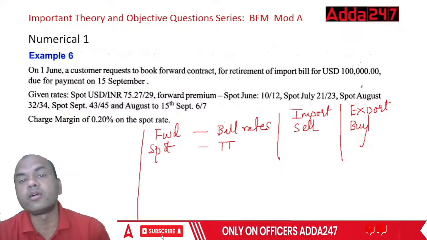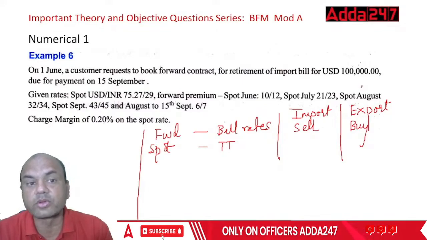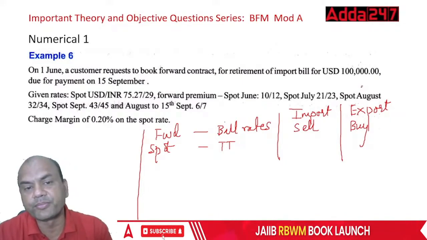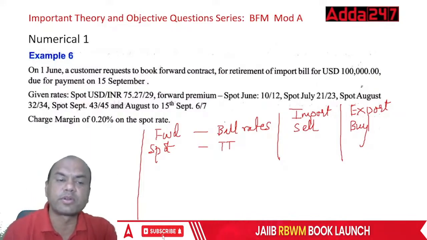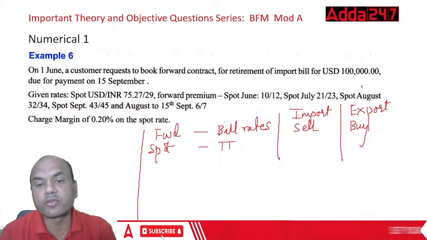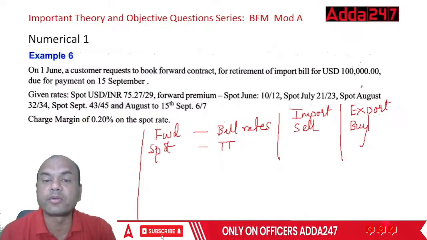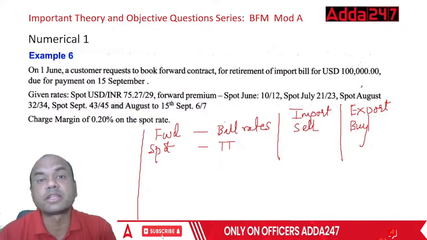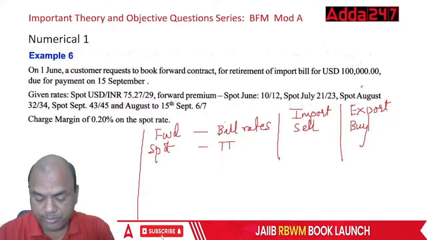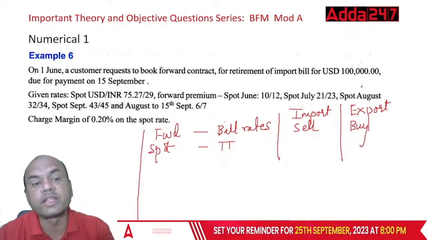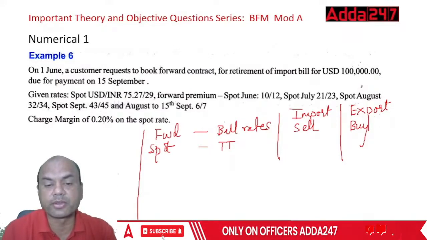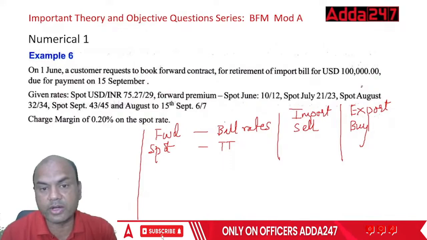Now I'll ask the questions also to you. Not only I'll answer, but I'll ask the questions also. Now based on this, tell me, what is given about this contract over here? On 1 June, the customer books a forward contract for retirement of import bill. Retirement of import bill means what? The customer has to pay that import bill to that customer. And that payment is to be done when? On 15th September. So this customer has come to you on, let me draw it on the other page.